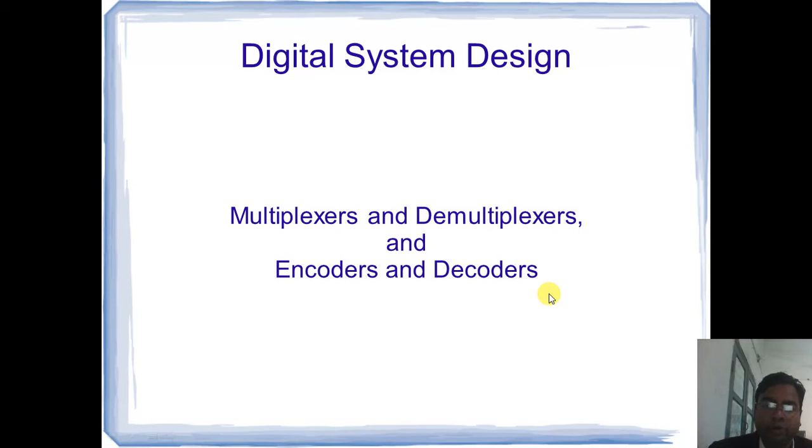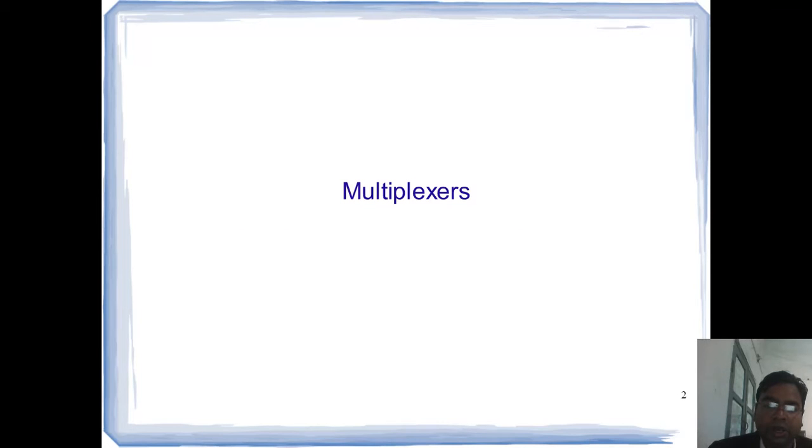Before moving on to the encoder and decoder, which is our next topic, we will have a brief introduction to the last topic, the multiplexer and demultiplexer, because these are very important combinational circuits. So we have to revise these also.